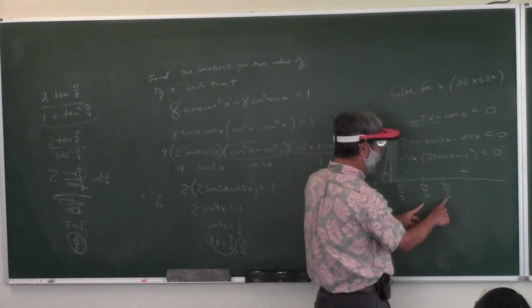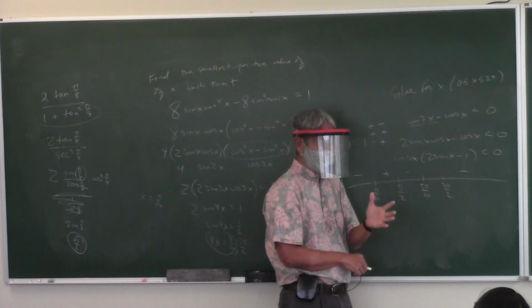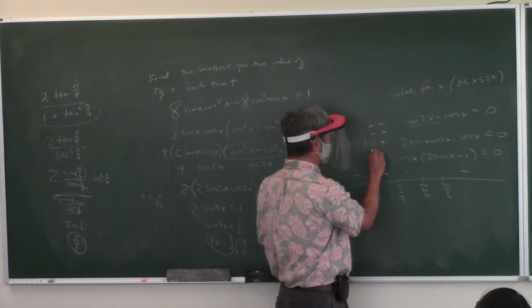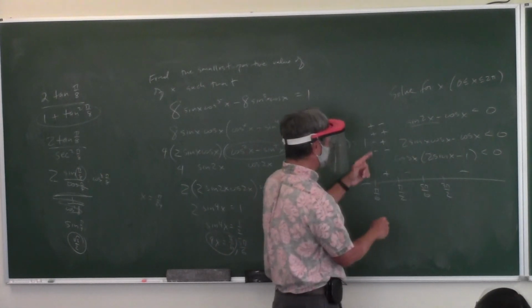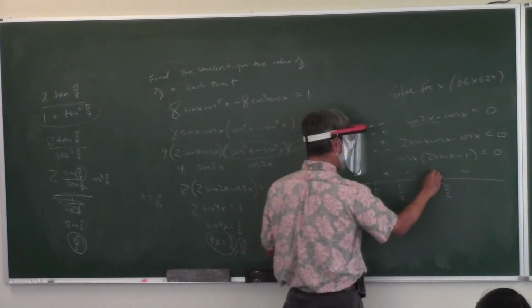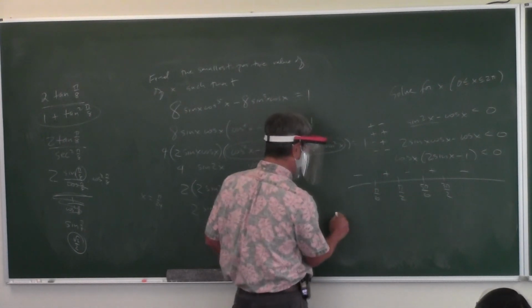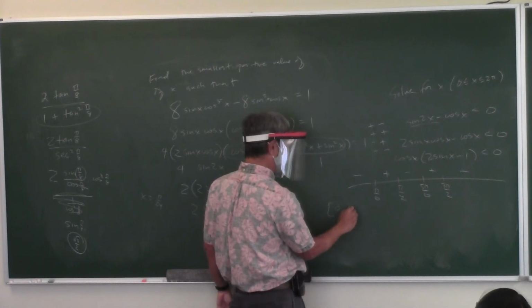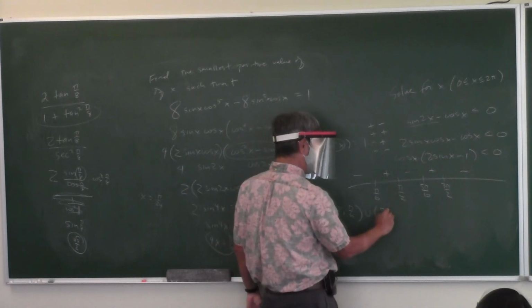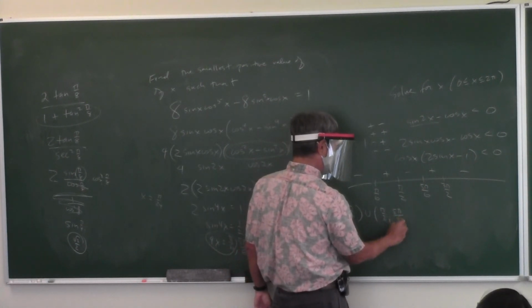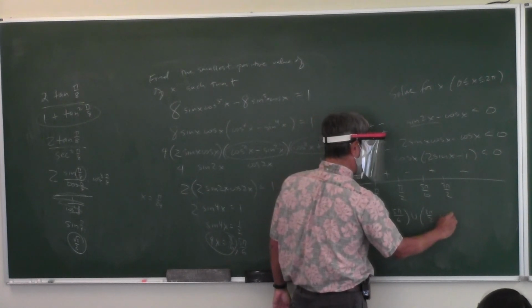What's a good number to pick here? Pi. If you can pick a quadrantal angle, that's the easiest. Cosine of pi is negative 1. Sine of pi is 0. 0 minus 1 is negative. Negative times negative? Positive. And then less than 0 means here, so what would your answer be? Your answer would be 0 to pi over 6. Then pi over 2 to 5 pi over 6. And then from 3 pi over 2 to 2 pi.